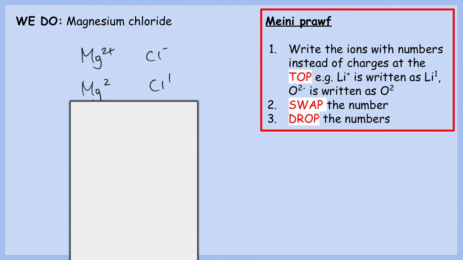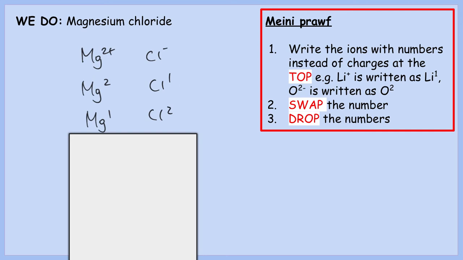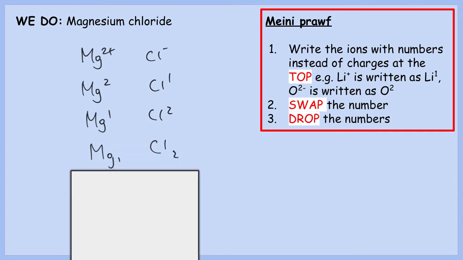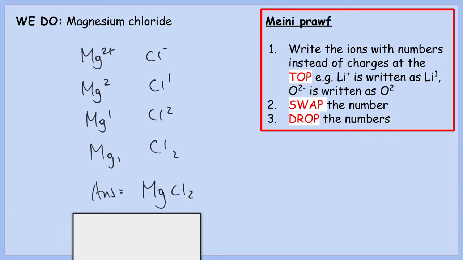I'm then going to top, then swap, and then I'm going to drop. And just a reminder, we don't need to write the little 1. So we'll end up with MgCl2.